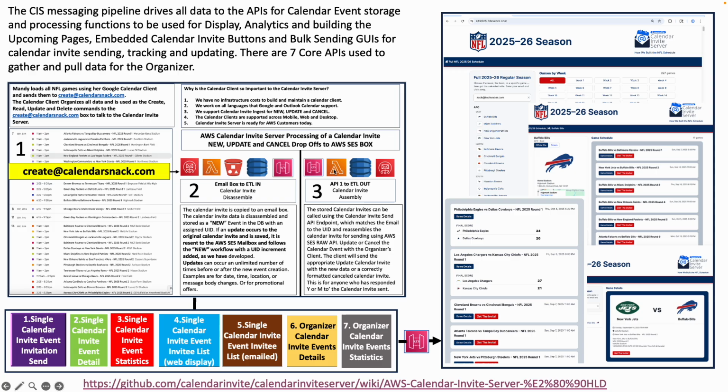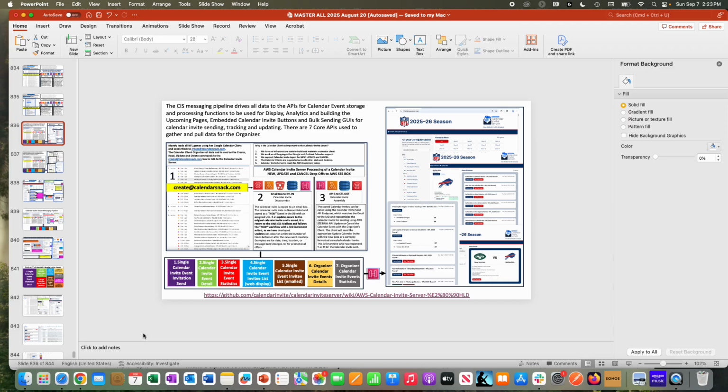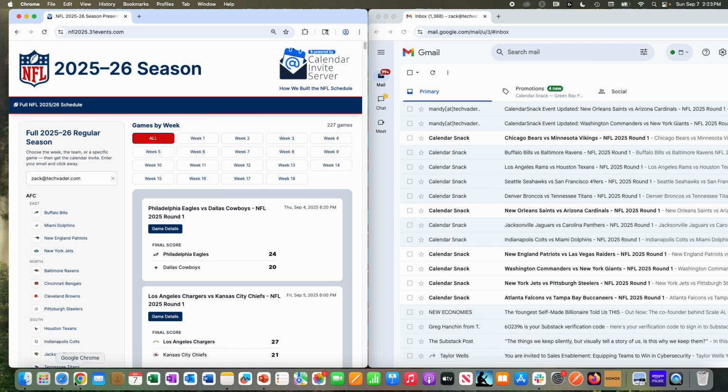Essentially the data is stored here, and then it sits in here, and then it's ready for recall via our API 1, which essentially takes the UID out of the database, matches it to the email address, and sends out a specific calendar invite for that person when they interact with a website like this one here Arnie built for the 25-26 NFL season. Someone puts their email address in, clicks a button, any button they want for a particular game, that calendar invite is sent out. So that's the setup here real quick.